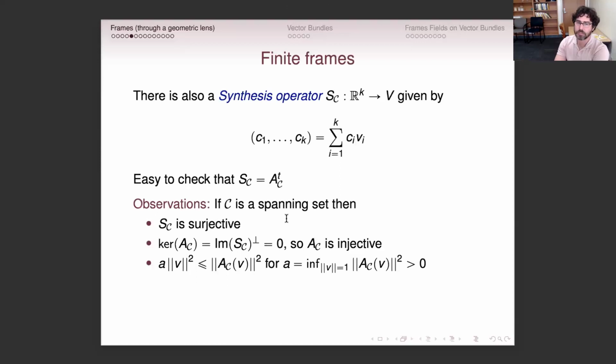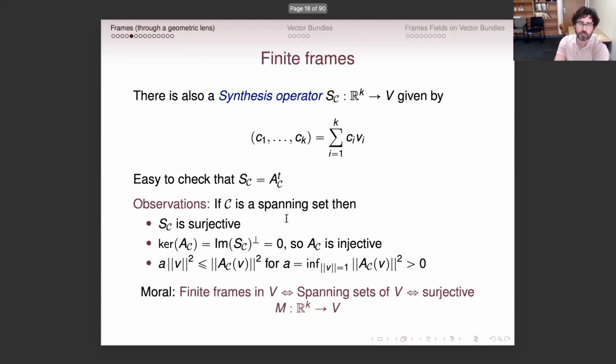And that actually tells me how I can find the constant for my lower frame bound. If I take A to be the infimum over the unit sphere in my vector space of the length squared of all of the analysis vectors, that's going to be a positive number, because I'm taking an infimum of a positive thing over a compact set. And so I can use that as my lower bound.